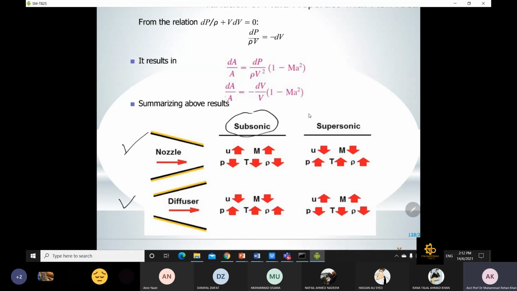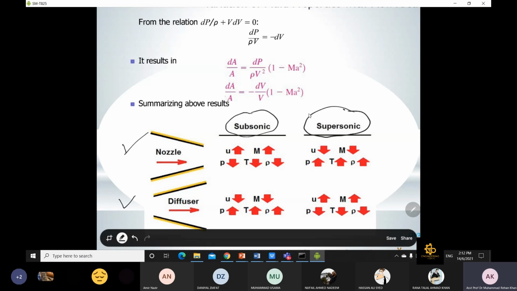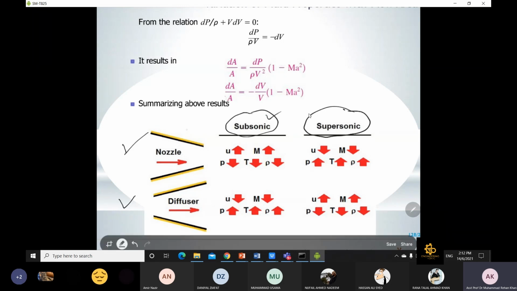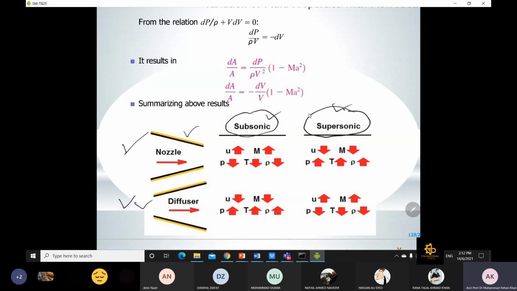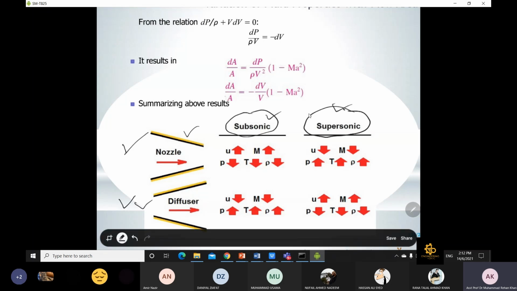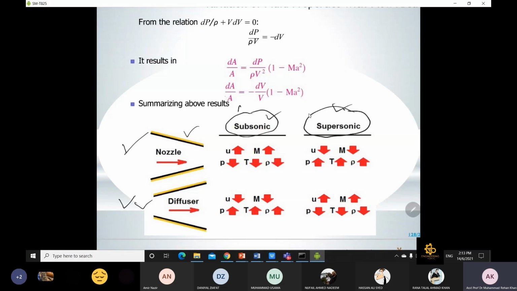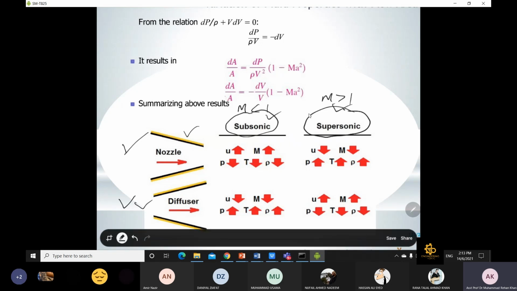For example, we take subsonic flow and supersonic flow, and then we can analyze four different cases. So two cases of subsonic flow for the nozzle and diffuser, and two cases of supersonic flow for the nozzle and diffuser. The basic purpose of this is to analyze how our properties vary with the change in area, or with the change in geometry, when we go from nozzle to diffuser, or change from subsonic to supersonic flow. I hope you already know that subsonic flow means your Mach number is less than 1, and supersonic flow means your Mach number is greater than 1. This is just the basic difference between these two.